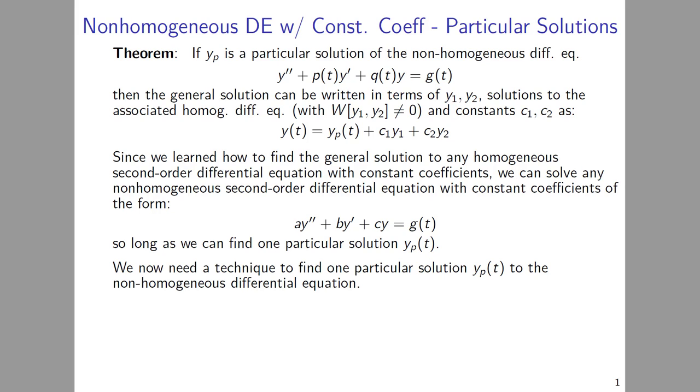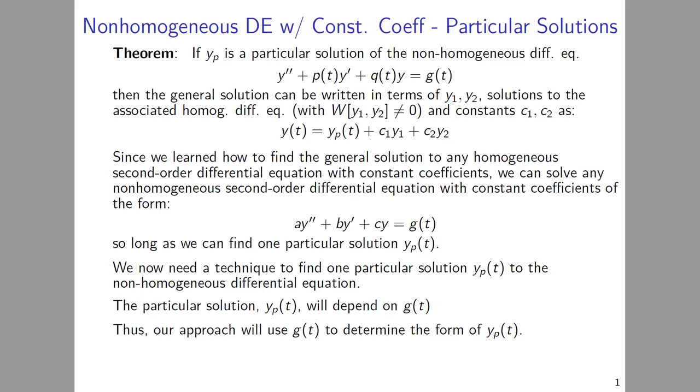We now need a technique to find one particular solution, y sub p of t, to the non-homogeneous differential equation. That particular solution y_p will depend on the function g of t. Thus, our approach will use g of t to determine the form of y sub p. We'll look at several examples where we find y sub p for various functions g of t.